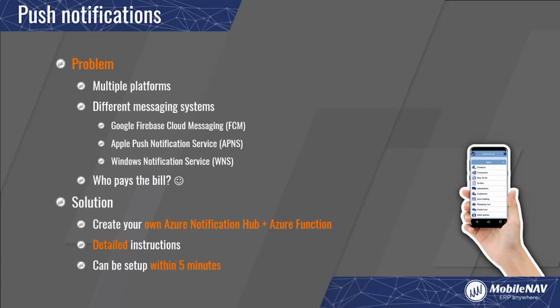And the solution is to use and configure Azure Notification Hub and also an Azure function. Because with this combo you can have access to all of the different messaging systems, and we also provide detailed instructions. You will see this during the demo, and basically this notification hub and Azure function can be set up within 5 to 10 minutes. I will also try to do that during the demo.